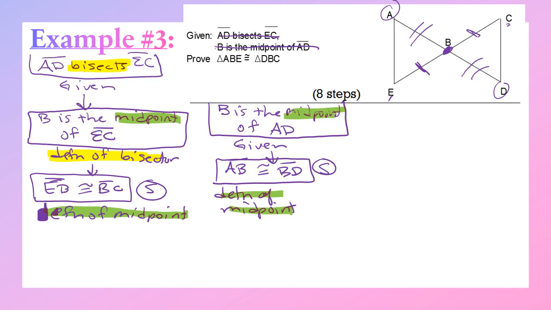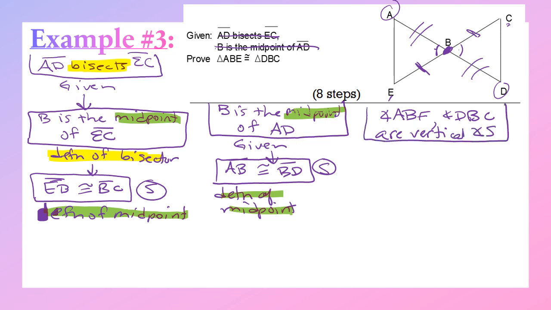So now looking at the picture, I don't know for sure that AE is parallel to CD, but the one thing I do know is that this angle here and this angle here are vertical. So I'm going to go rolling with that plan. So I'm going to say that angle ABE and angle DBC are vertical angles. And I know that because of the definition of vertical angles.